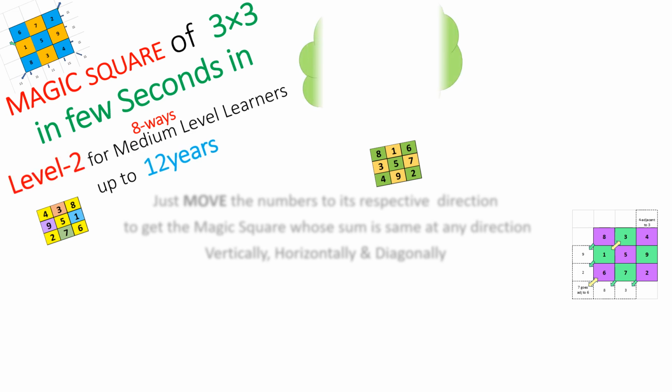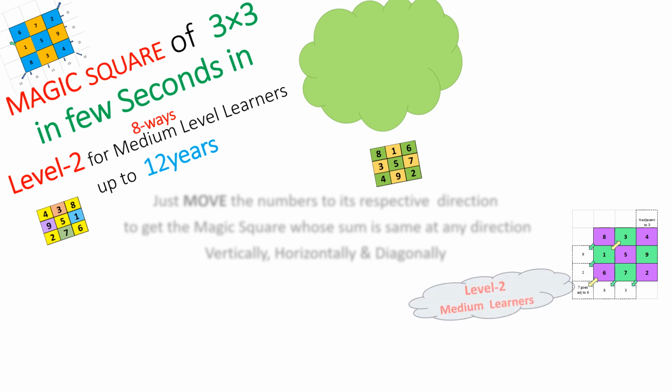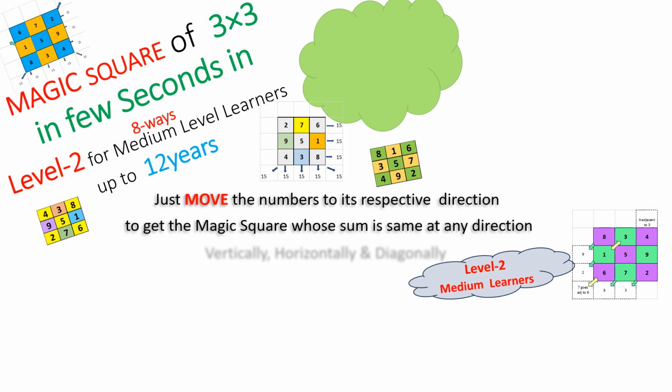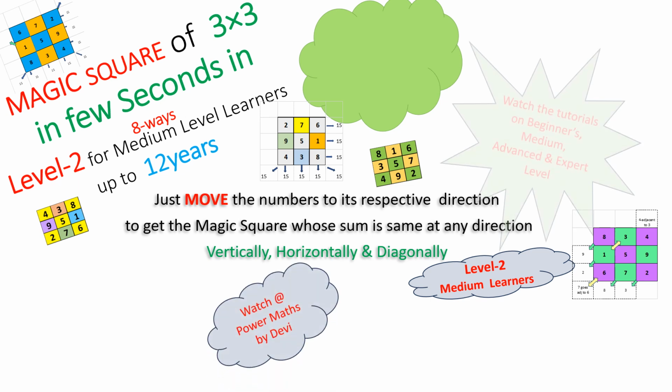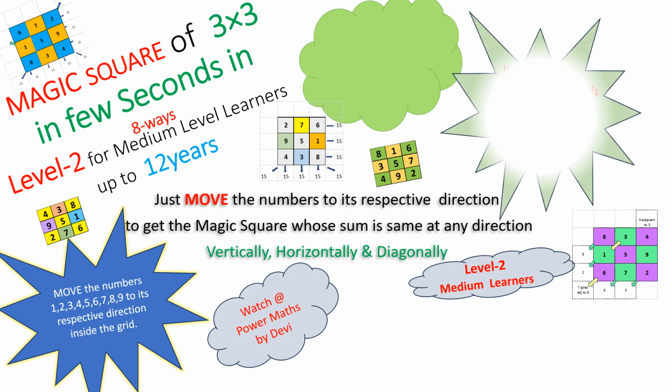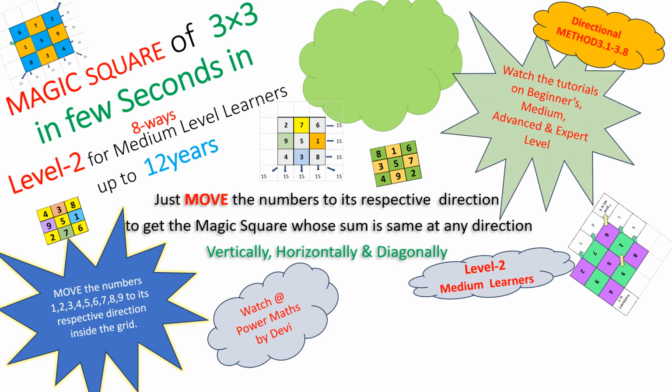I hope a few of you might have watched the beginner's level of the 3 by 3 magic square using the flip method. Here, you just get the 3 by 3 magic square in a few seconds, just by moving the numbers to their respective directions to get the magic constant vertically, horizontally and diagonally the same using the directional method.